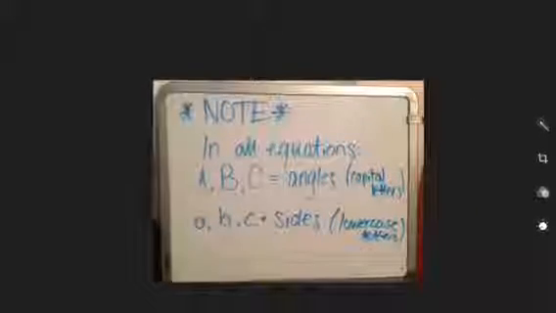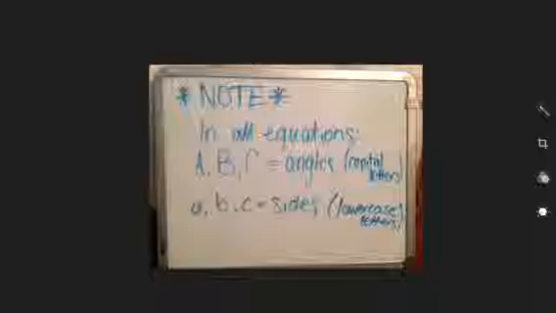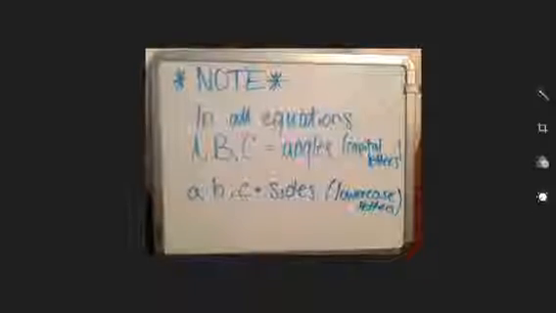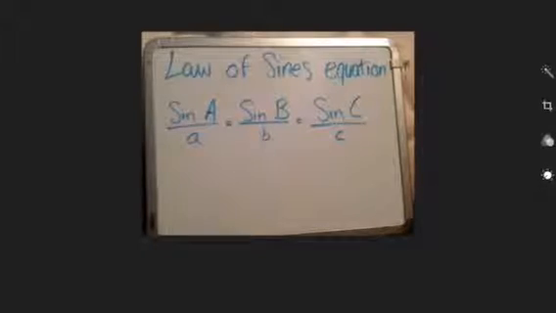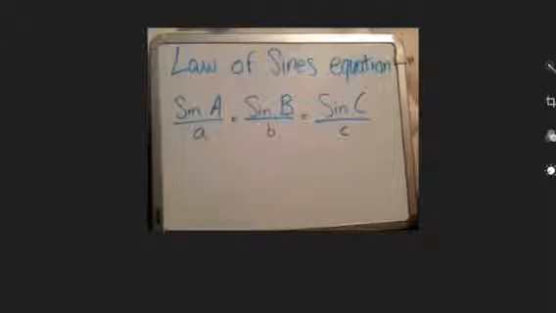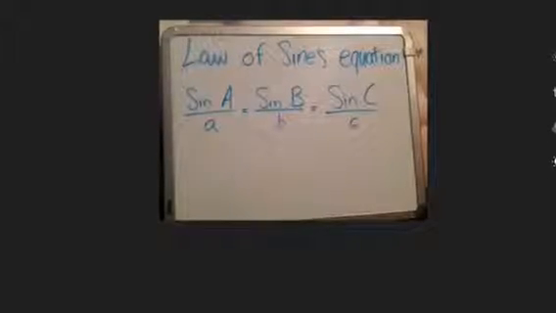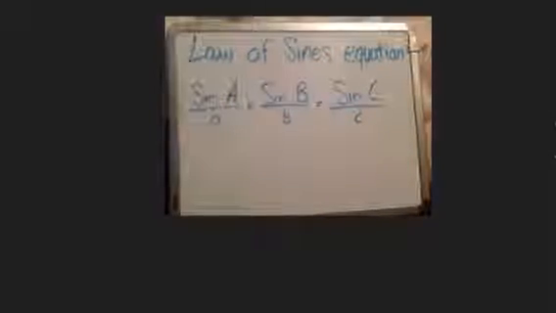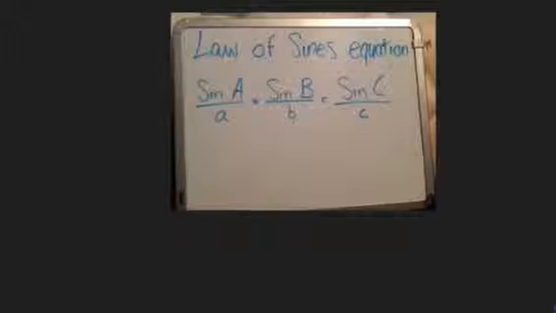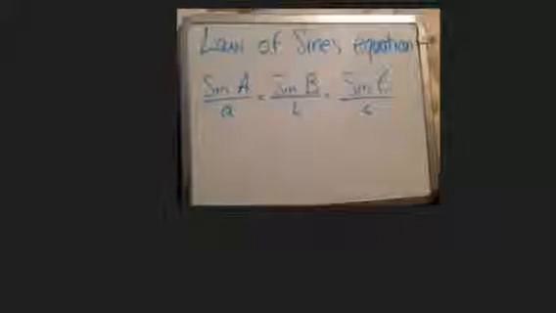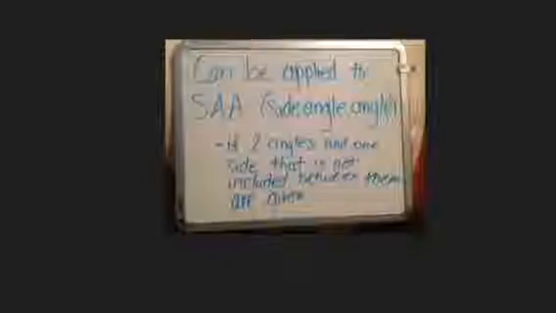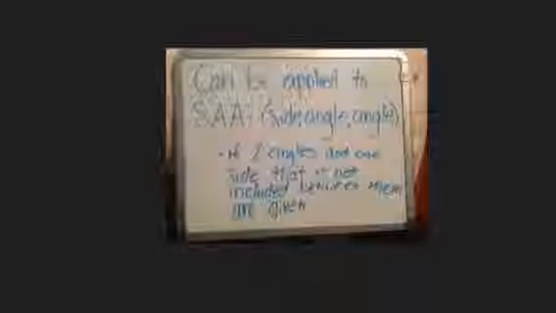The law of sines. In all equations, the capital letters A, B, and C equal the angles, and lowercase a, b, and c equal the sides. The equation is sine of A over lowercase a equals sine of B over lowercase b equals sine of C over lowercase c. This equation is applied to SAA, side angle angle.